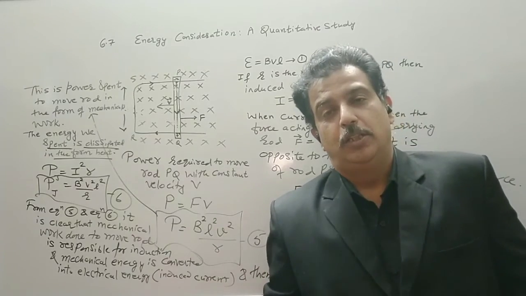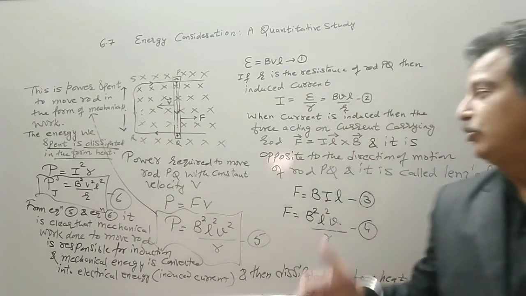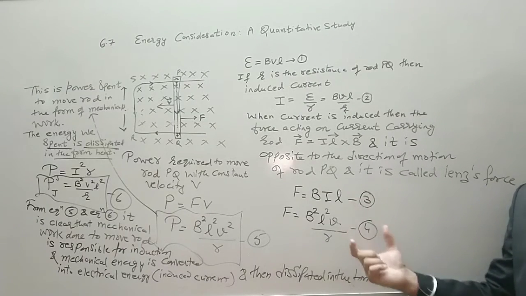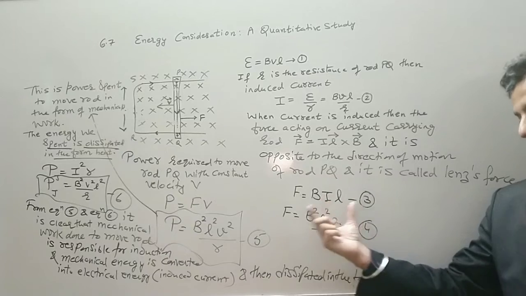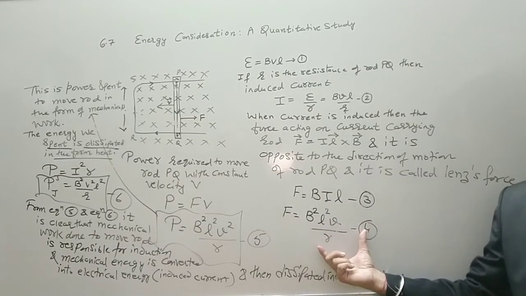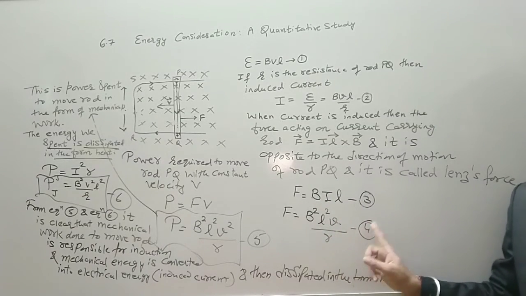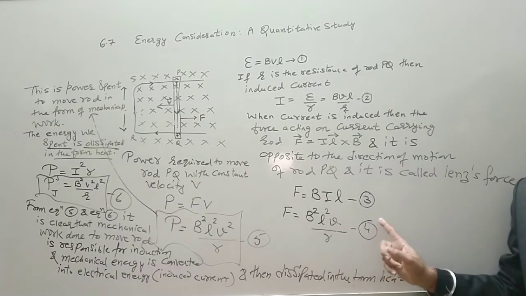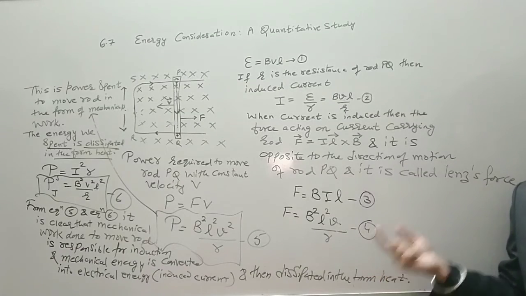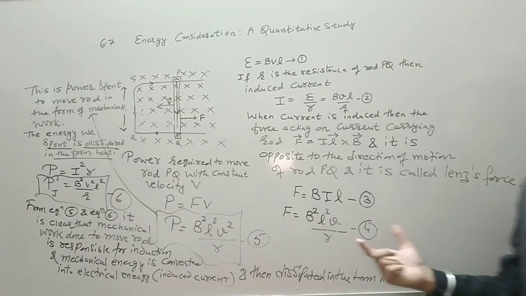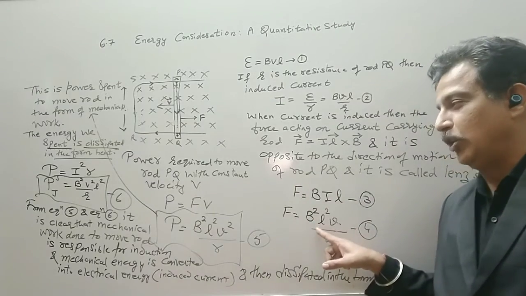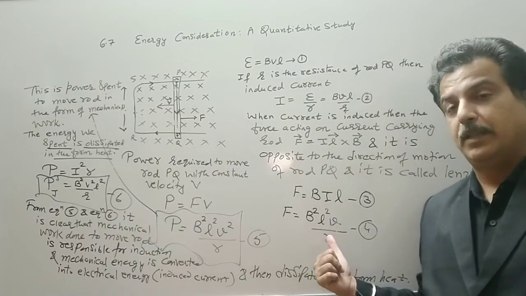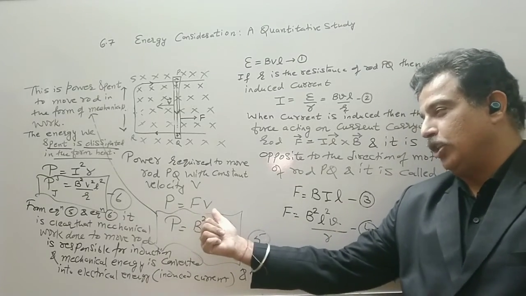After the induced current, the Lenz force comes into the picture. In this case the Lenz force is in the form of BIL, and you have to remember that this force is acting opposite to the direction of the motion of the rod. So I have to spend energy. So my external force should be at least equal to this. Here this is my external force, but its magnitude is the same, and I moved the rod with a constant velocity v.